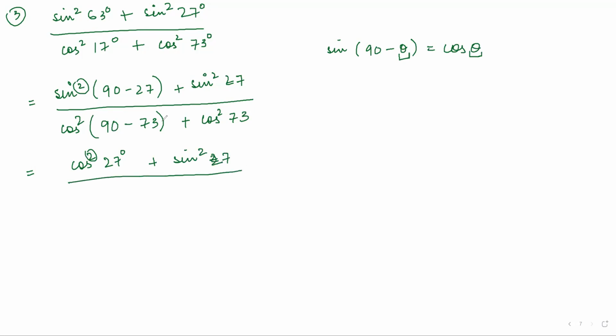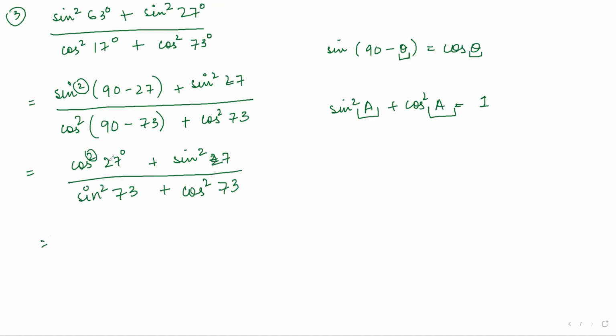Similarly, cos 90 minus theta is sine theta. So this time it will become sine square of 73 plus cos square of 73. Now you look at this identity, that sine square A plus cos square A is equal to 1. So basically the angle has to be same. So I have made my angles same.